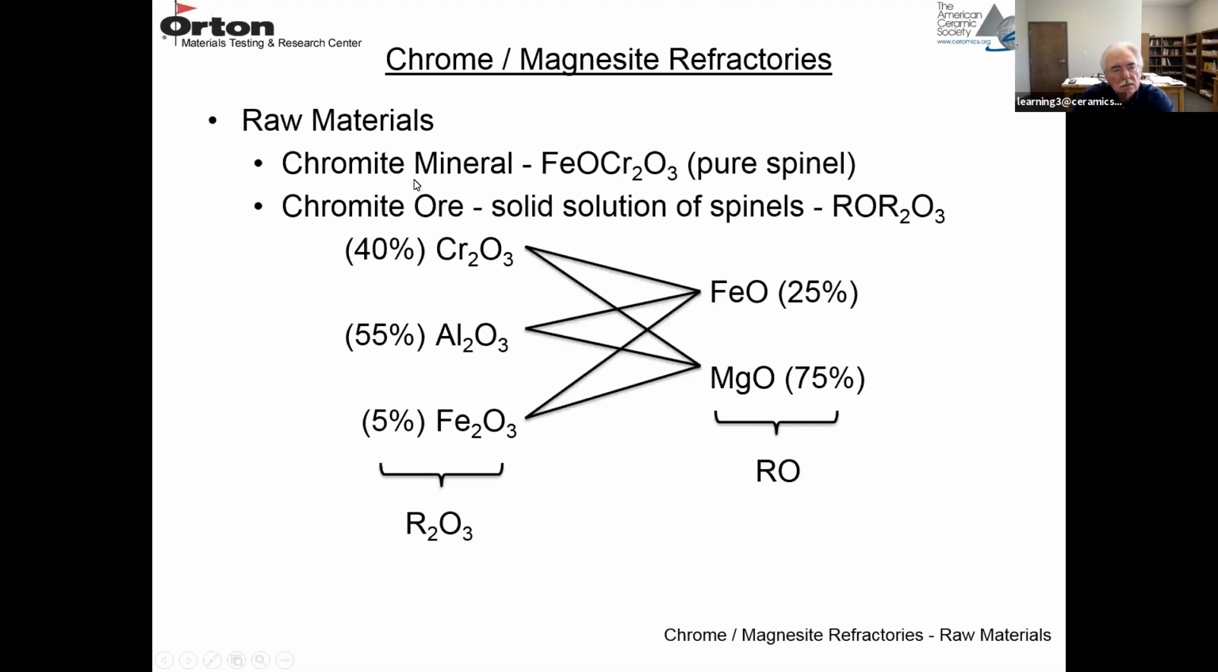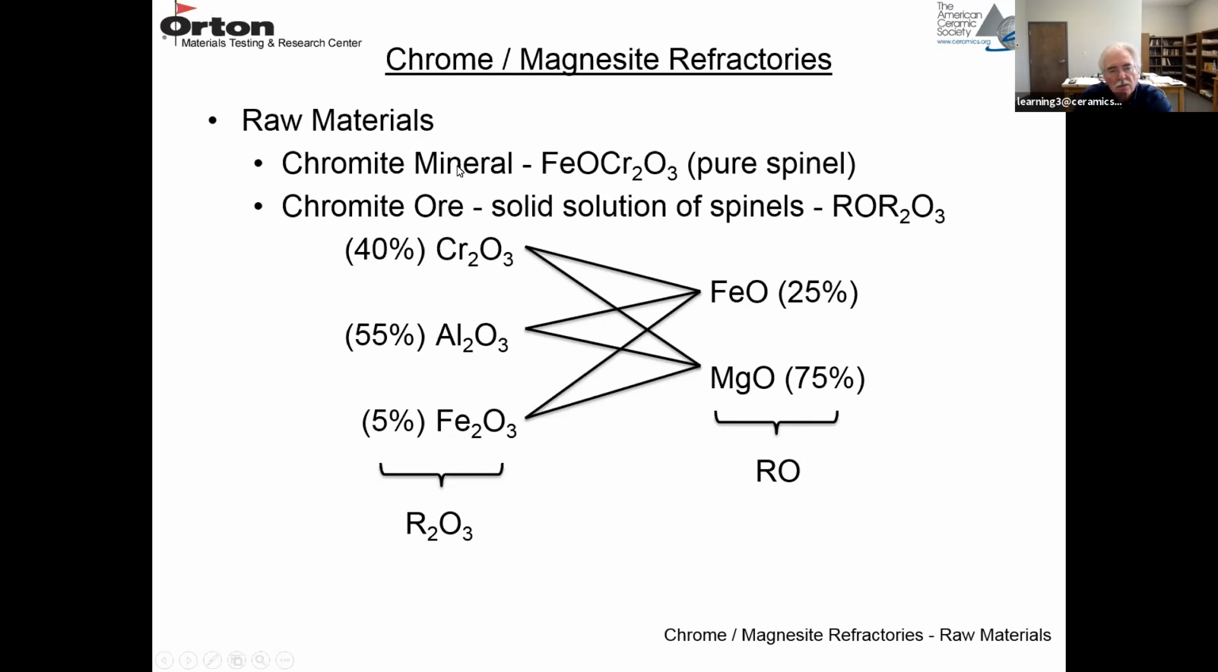The mineral is chromite. It's a spinel, FeO·Cr2O3. The spinel is just a crystal structure. Spinel is RO·R2O3. So RO could be FeO or MgO. So those are the RO groups. R2O3 can be Cr2O3, Al2O3, or Fe2O3. So that's the R2O3 group. So spinel is one to one, one RO to one R2O3 group.